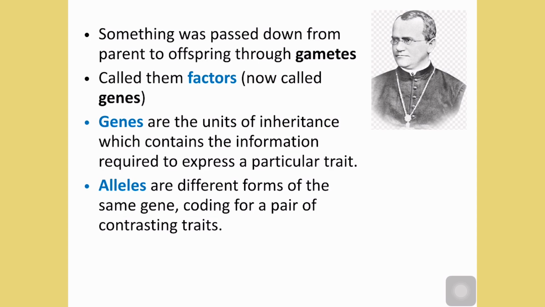So I have given you the definition of genes over here. Genes are the units of inheritance which contain the information required to express a particular trait. It will become much clearer to you that genes are actually short segments of DNA which code for proteins. So we will learn that later on. As for now, you should just learn that genes are the units of inheritance. And then there is another term which is used quite often in this particular chapter, that is alleles. Alleles are nothing but the different forms of the same gene, right? A gene can have different forms, like different tastes. So alleles are the different forms of the same gene coding for a pair of contrasting traits.